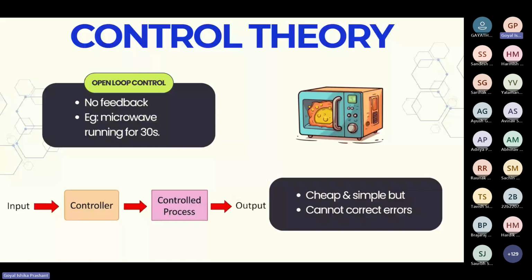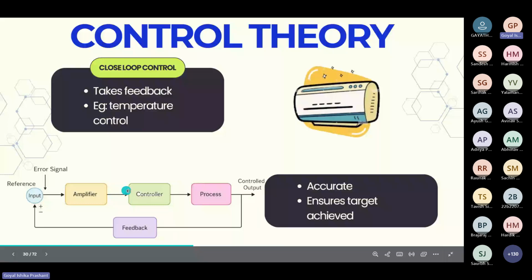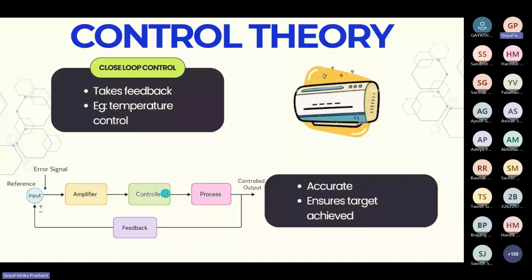This brings us to the second kind of control loop, which is closed loop control. So what happens here is you take the input, pass it to the controller, which then processes it, and then the output that is generated goes back into the cycle as feedback. And this keeps happening again and again. So as you can see, here feedback was involved.